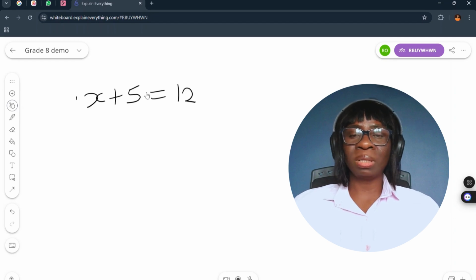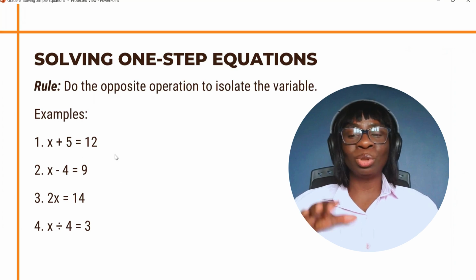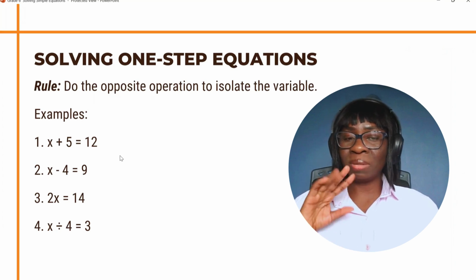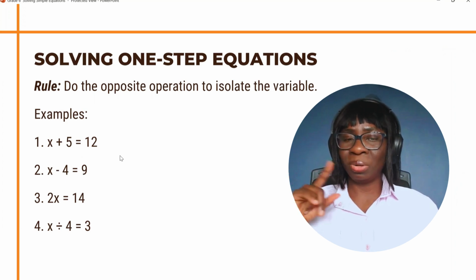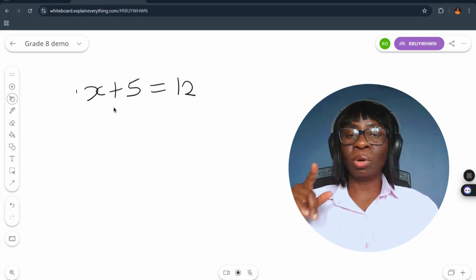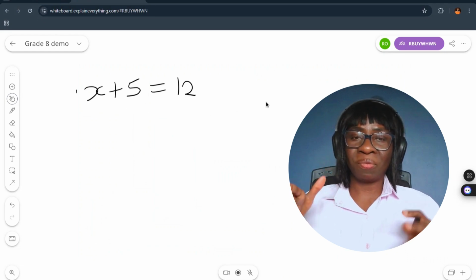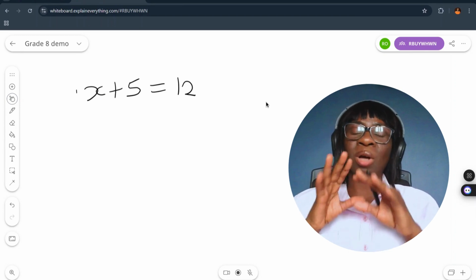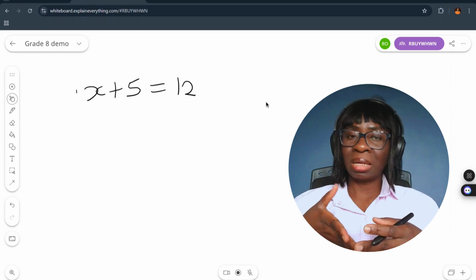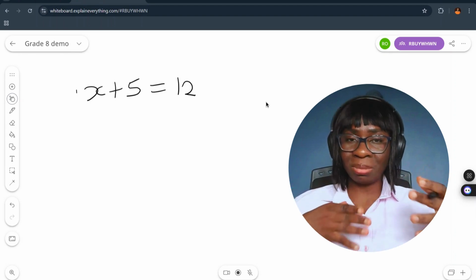So when you have something like this, just like this rule says, you do the opposite operation to isolate the variable. What do you mean by the variable? The alphabet that you see in your equation is what we refer to as the variable because it is unknown. That is what we want to look for. So here we have x plus 5. What do we have beside x? That is plus 5. What is the opposite of plus? That is minus. Correct. The opposite of plus is minus and the opposite of times is divide.